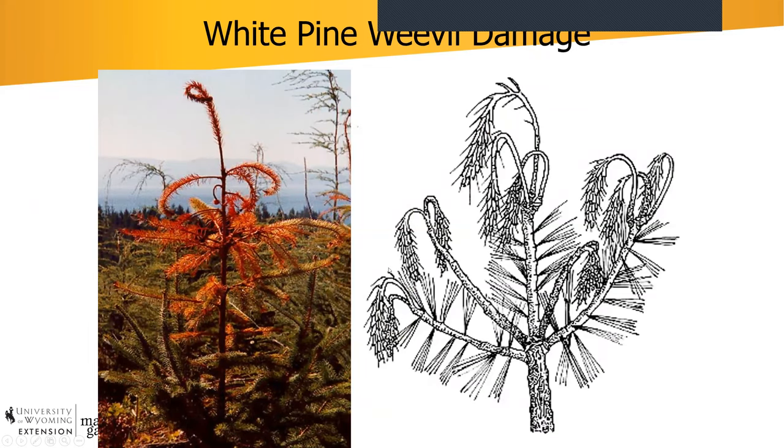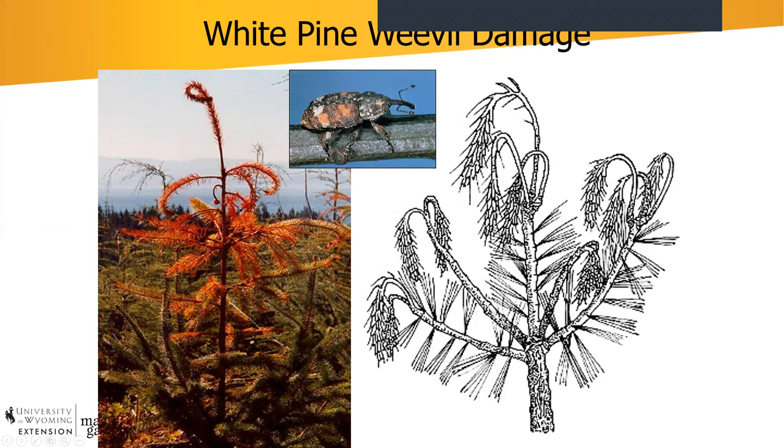White pine weevil is another one you'll see occasionally in the forest. It's a notorious pest of Christmas tree farms. You can see how it'd be very deforming to your Christmas tree. The larvae are chewing inside those new twigs, and it causes the shepherd's crook to form. So that's a weevil, and that's the adult form, but it's the larvae that are doing the damage.